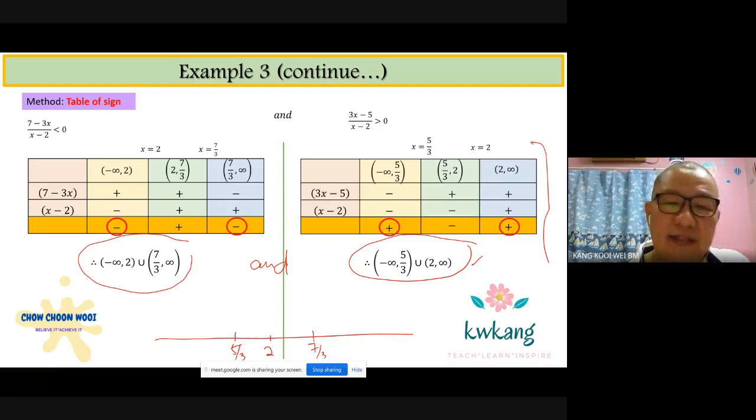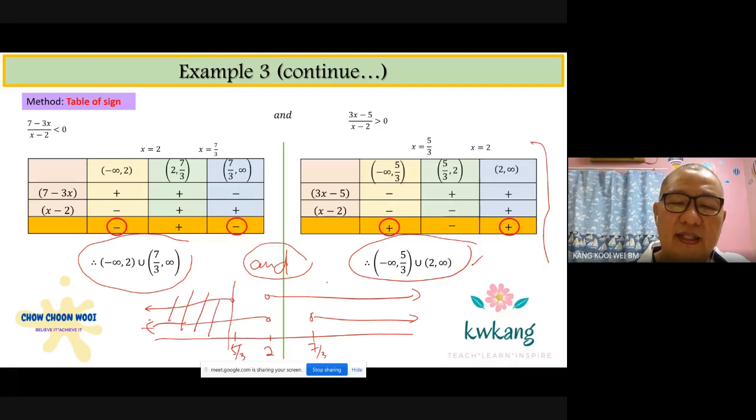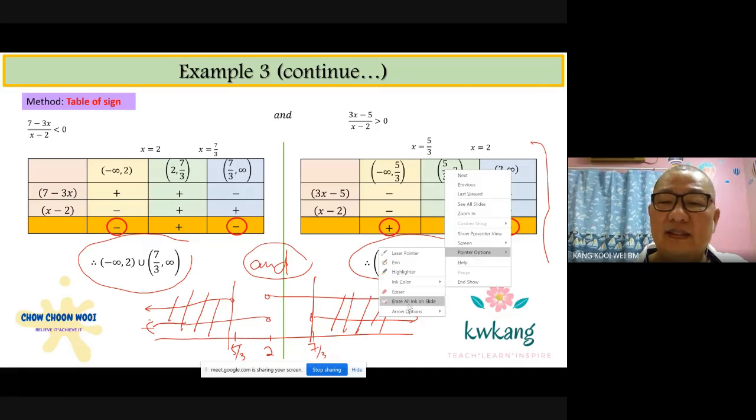Okay, good. So there are two sets of solutions. We need to combine it, we need to merge it. So this is from 7 over 3 to infinity, and less than 2. This one is from 5 over 3 and below. Okay, it's from 2 to infinity. Because the operator here is AND, we need to determine the intersection area.